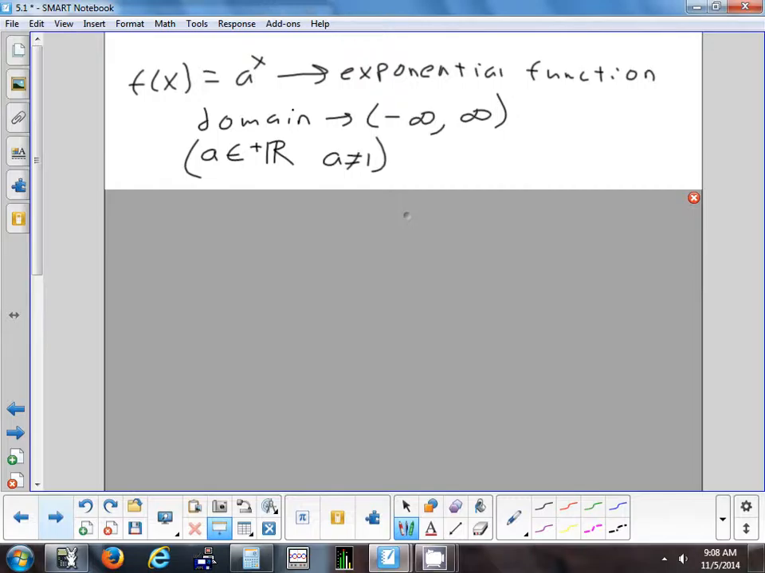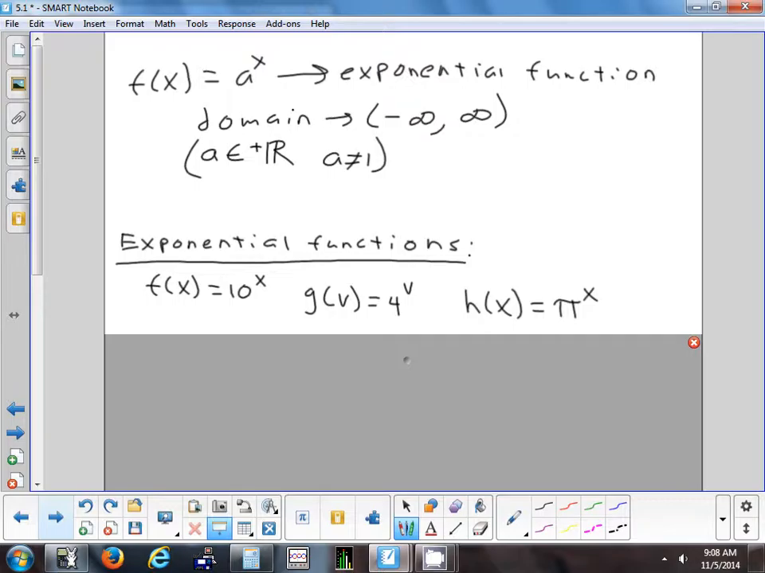In this case, f of x is an exponential function. The domain of an exponential function is negative infinity to infinity. x can be anything you want. But the base has to be a positive real number, and the only positive real number it can't be is 1. Think about what would happen if you plug in 1 for the base and raise it to a power. If you raise 1 to a power, what number do you always get? Yes, 1. So if you have 1 as the base, it wouldn't be growing or decaying. It would always just stay 1.